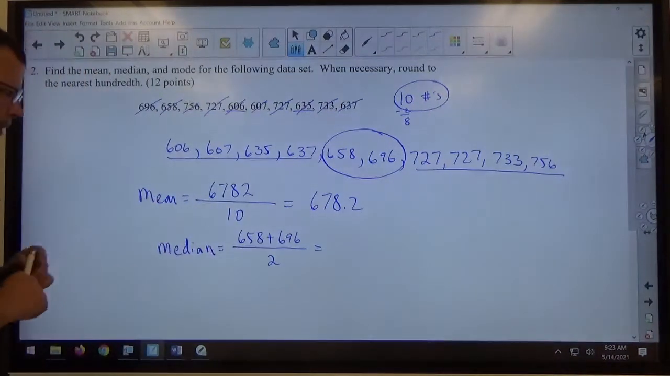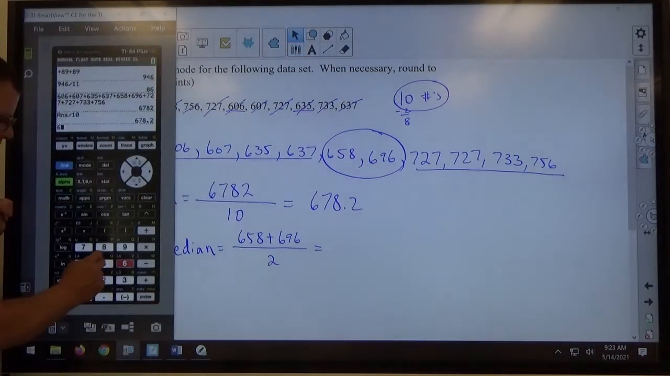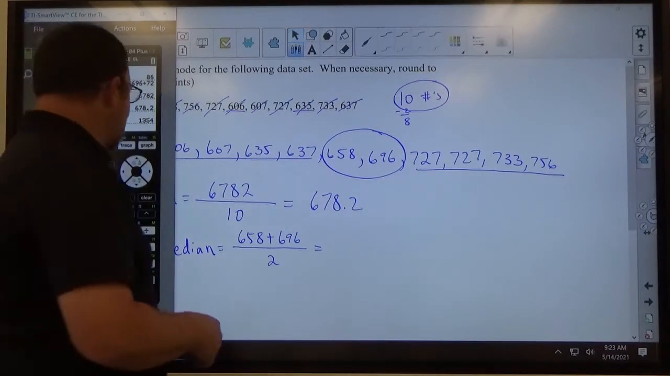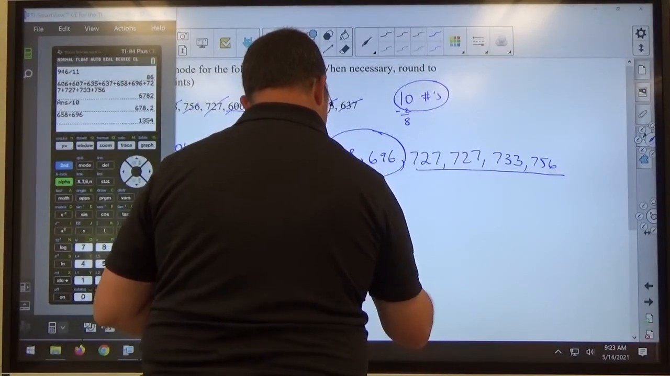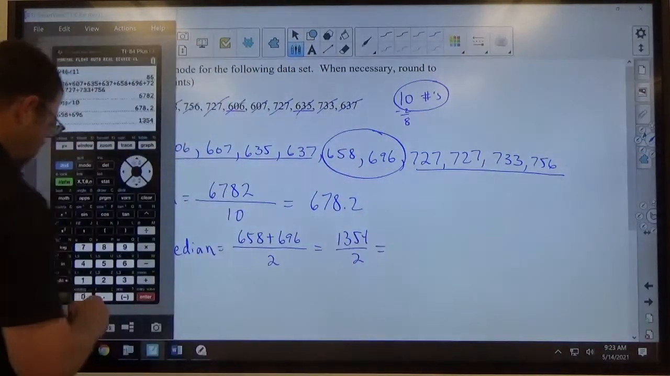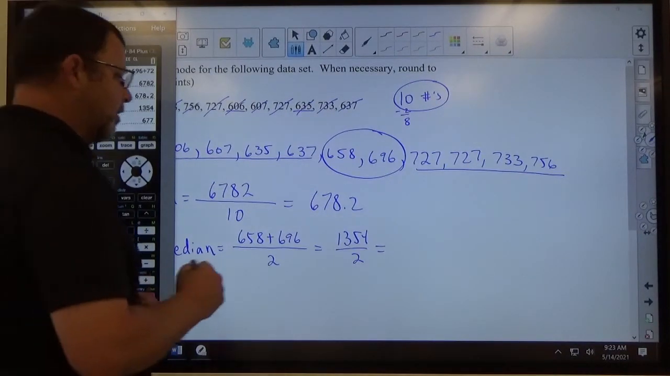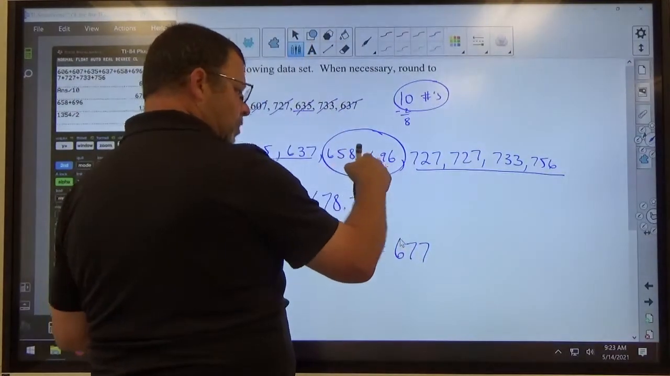This is a careful, with-your-calculator process. So I want to type in 658 plus 696 equals. I want to get the actual numerical sum on top, 1354, divided by 2. So then I would do 1354 divided by 2. I get a median of 677. This number should be in between these 2 numbers.